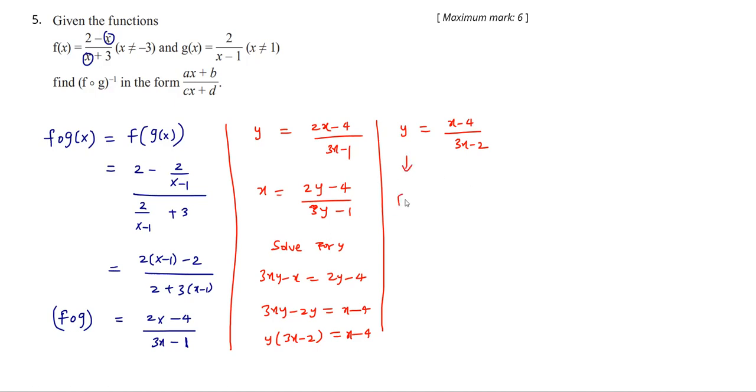We can replace this y as f of g inverse, which is equal to this x minus 4 upon 3x minus 2. That's it. This is your inverse function. Required inverse function. That's what they're expecting in the form of ax plus b upon cx plus d. So first here composite function f of g of x we found by substituting g of x in place of x in f of x. Then inverse, replace f of x with y, then flip x and y, then solve for y. That itself is the final answer.